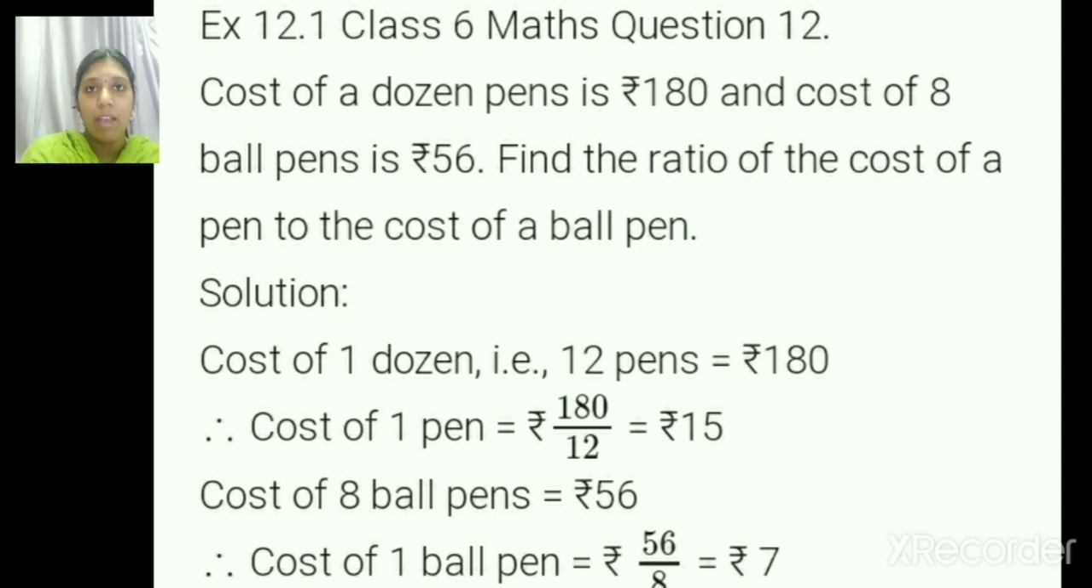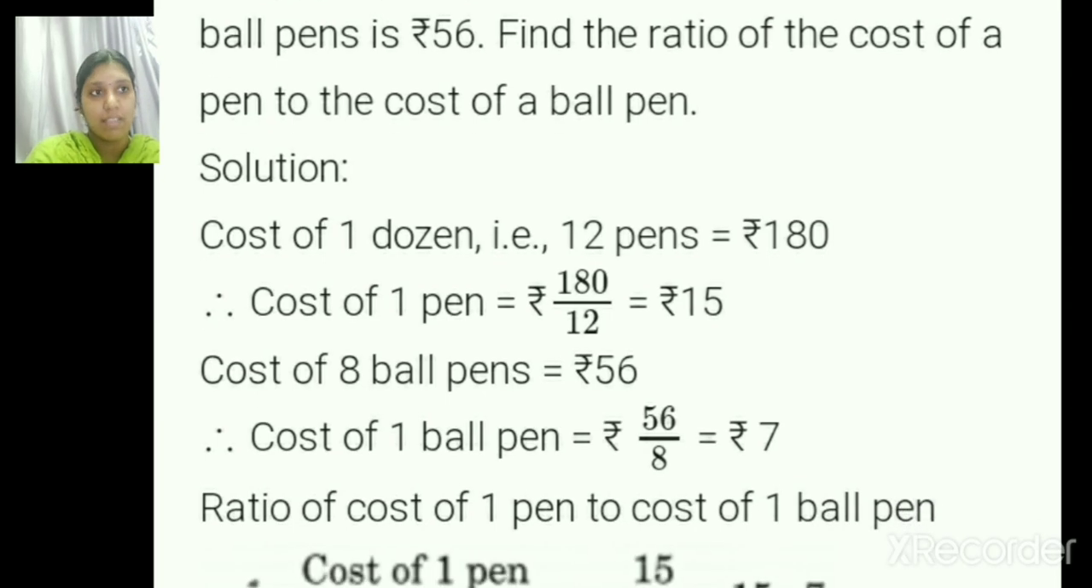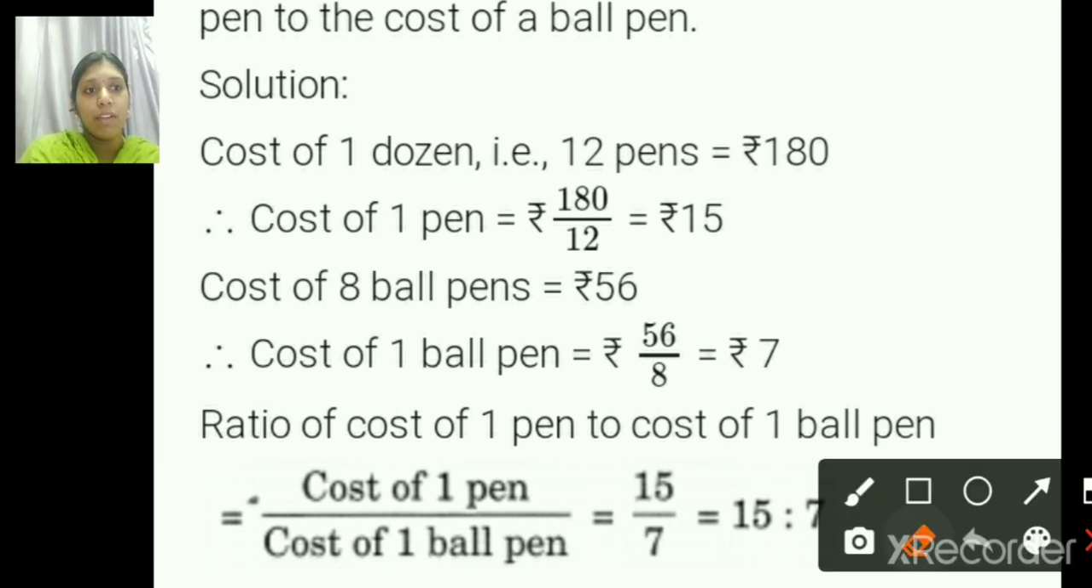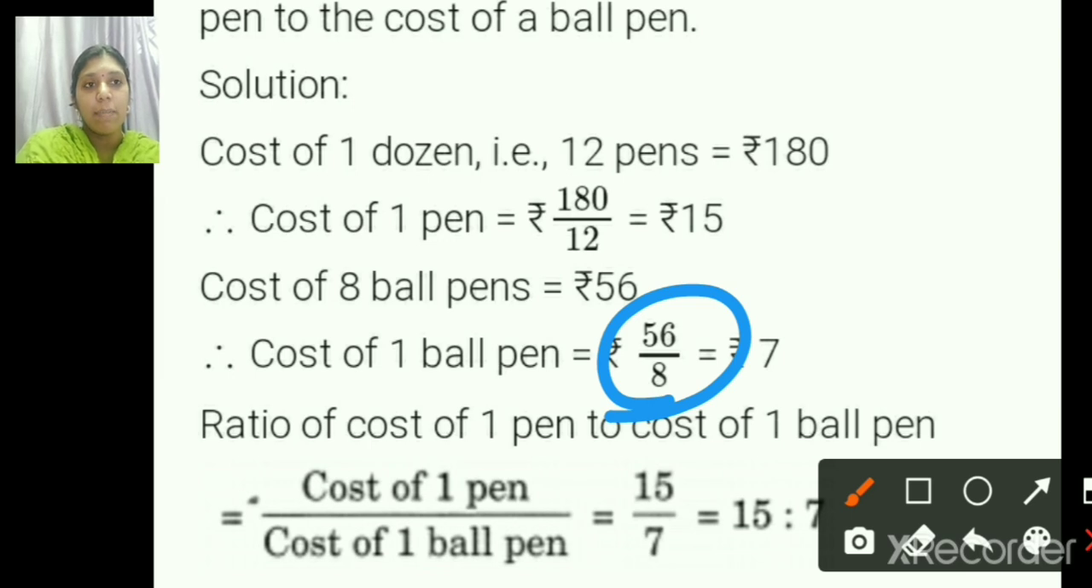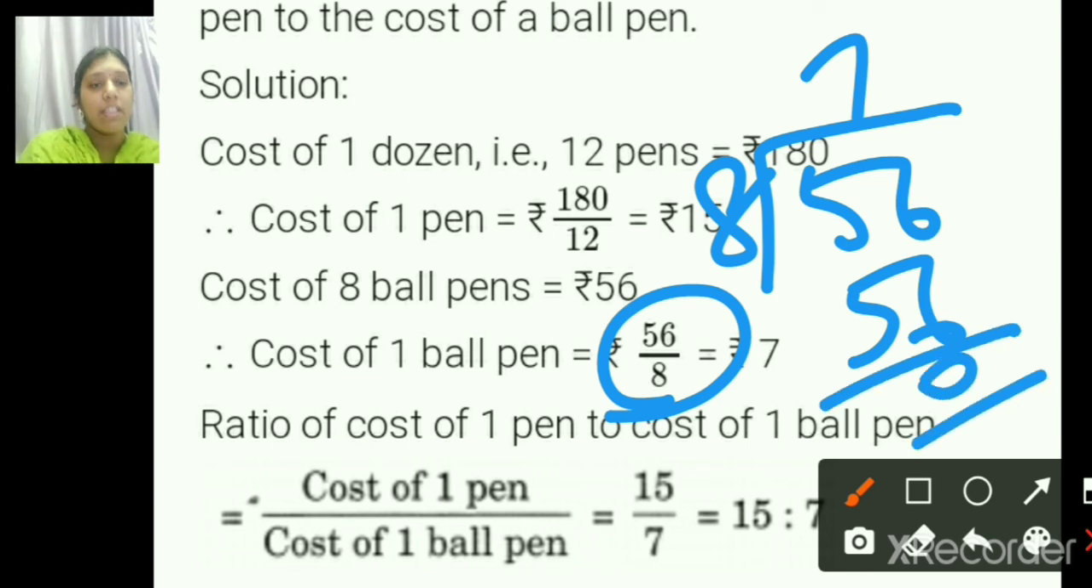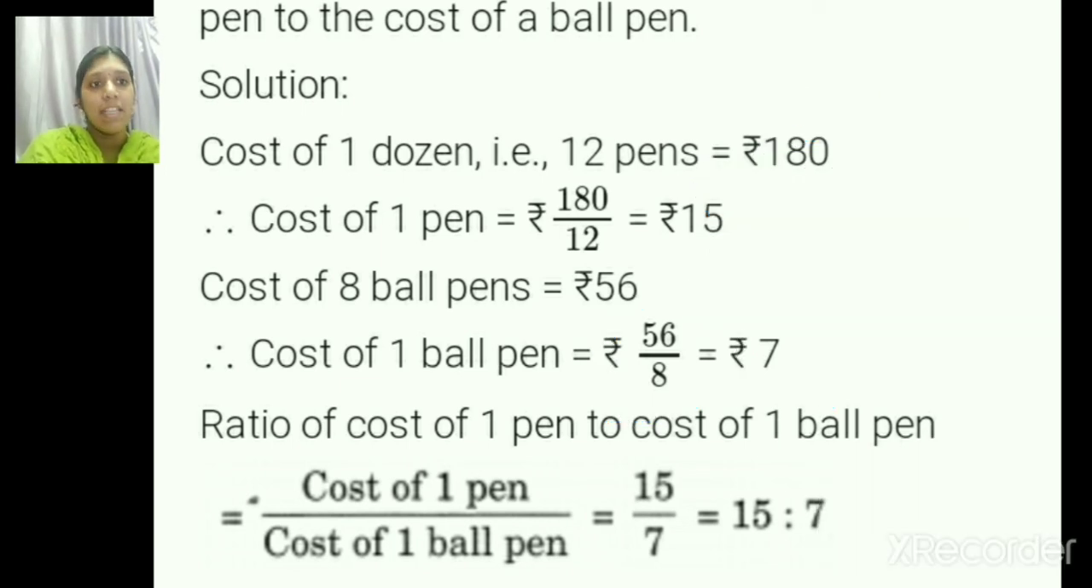Okay, same way. Next, we have to find the cost of 1 ball pen. Okay, so the cost of 8 ball pens is given as 56. So we have to find the cost of 1 ball pen. So what do we have to do? We have to divide 56 by 8. 8 7s are 56. Yes or no? Okay, so the cost of 1 ball pen is 7 rupees.